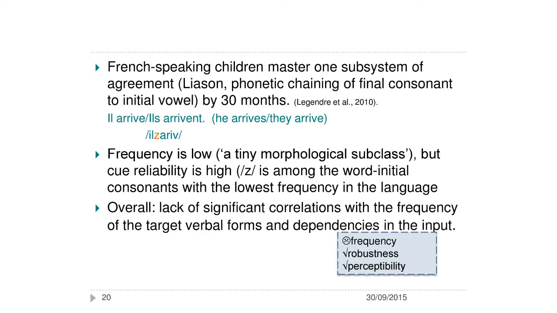It's very low frequency. It's a tiny morphological class. But the cue reliability is high, so there is an interesting fact that the Z sound is inherently rare, so you have this distinct clump around the liaison that is fairly unique. So in that sense, it's low frequency, but robust behavior, and French children go ahead of any other children. This domain is complicated in many ways.